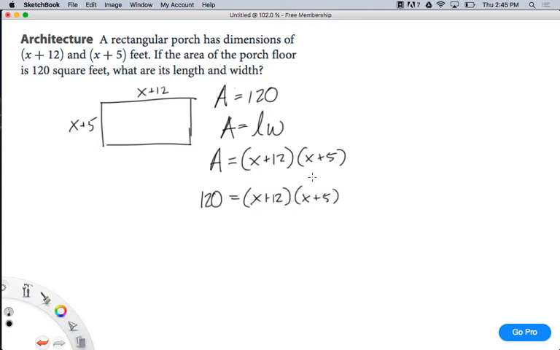So I got that far simply by just doing what I know. I didn't really solve anything. Now, if I want to solve for x, what do I have to do here? FOIL. I can't solve directly because those aren't equal to 0. If those two were just equal to 0, I could solve directly. But since they're not, I have to FOIL. So I end up with 120 equals x squared plus 5x plus another 12x is plus 17x, plus 60, since 12 times 5 is 60. Now what do I do?